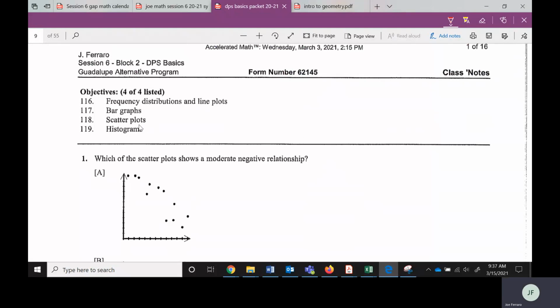What we're going to look at in this one is frequency distributions and line plots. So you may know what that is, may not. Bar graphs, you've seen that. Scatter plots, that would be like this down here. And a histogram, which is basically like a bar graph. And we'll talk about that in a bit.